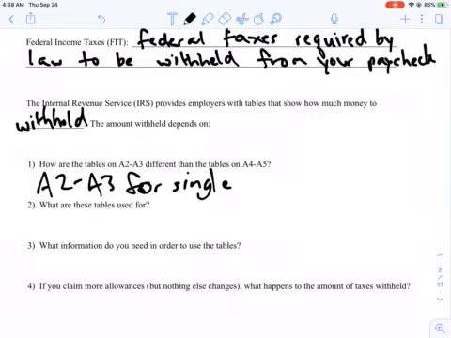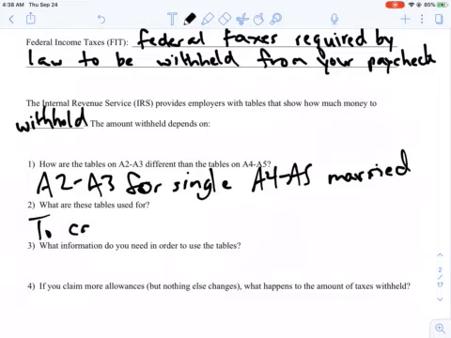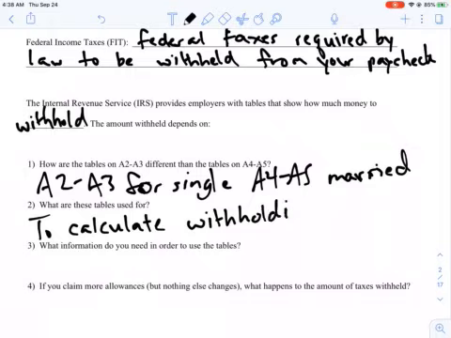You might have a boyfriend, you might have a girlfriend, whatever, but you're still single if you don't file your taxes together. A4, A5 are for married couples, couples that file one tax return for the both of them. What are these tables used for? To calculate withholdings. Basically to tell the employer, this is how much money you need to take out of their paycheck.